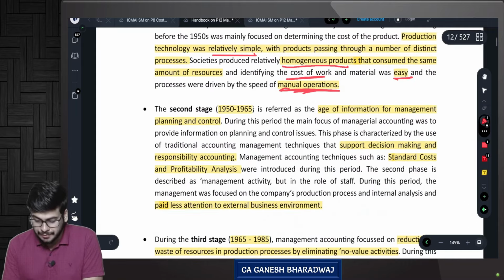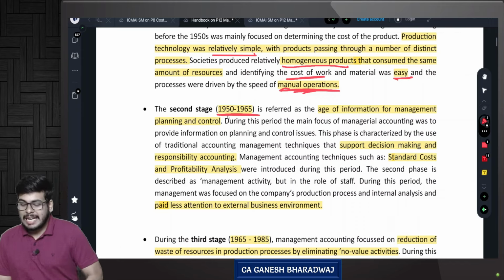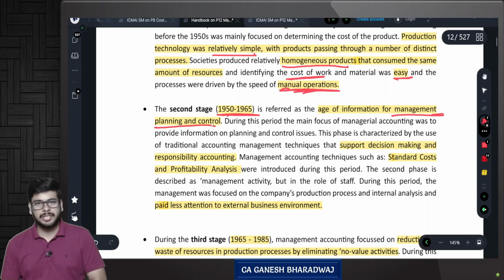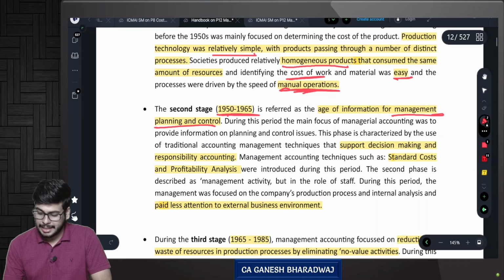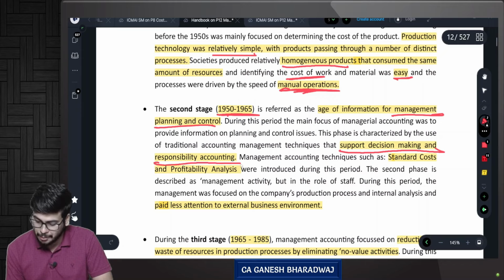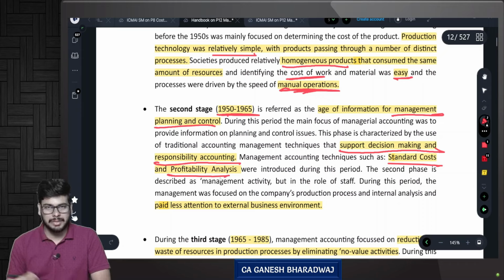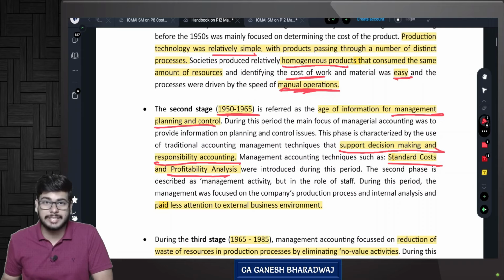Now, between 1950 and 1965, the next 15 years, is referred to as the age of information for management planning and control. They slowly started realizing that just cost calculation and financial control is not enough. You need to prepare some information for management planning and control. That is very much important. This phase is characterized by the use of traditional accounting management techniques that support decision making and responsibility accounting. Techniques such as standard cost, profitability analysis. Standard cost means that the overall per unit you can incur a maximum of 10 rupees. That is called a standard cost.